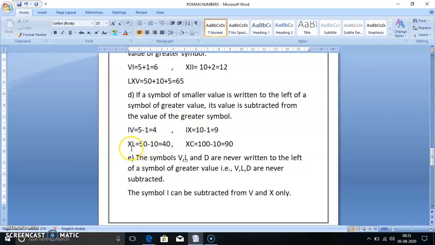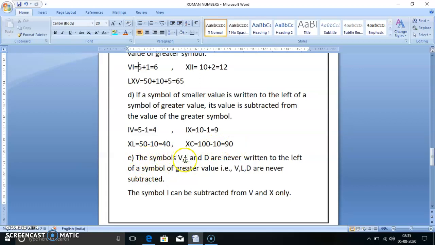XL. We have to first write the value of L. L is 50 minus X value is 10, that is 40. Here also XC. So C value is 100, X value is 10. So 100 minus 10 is 90.